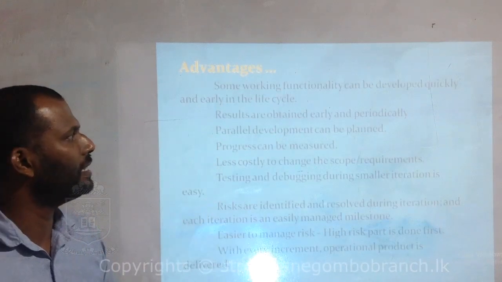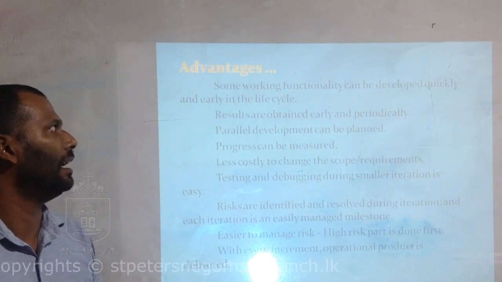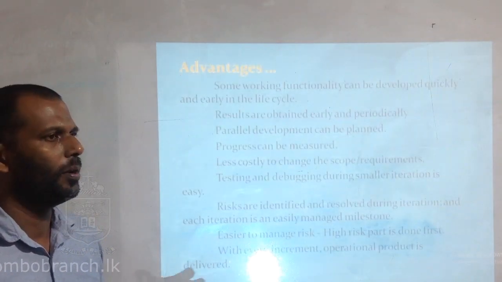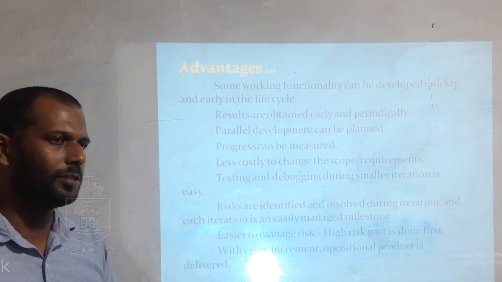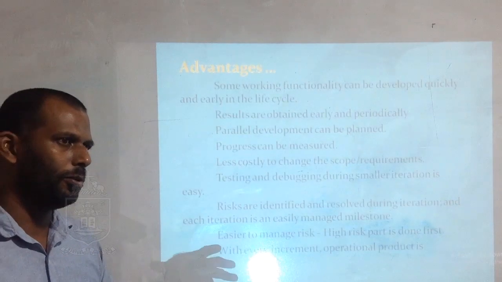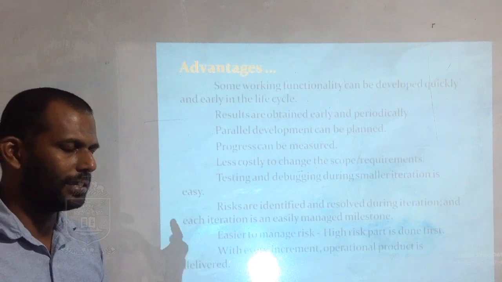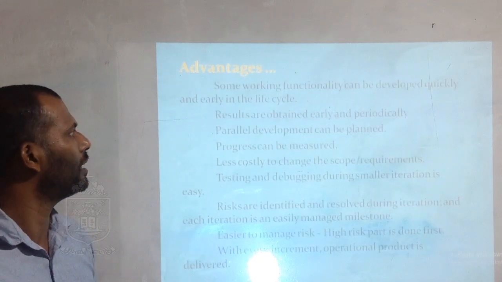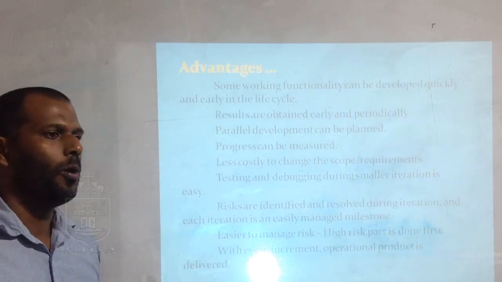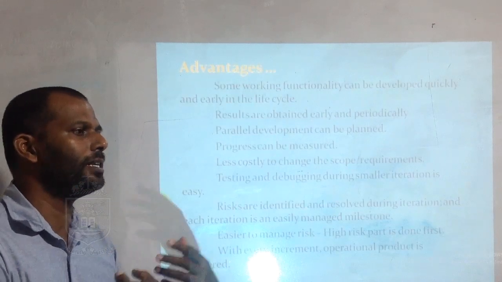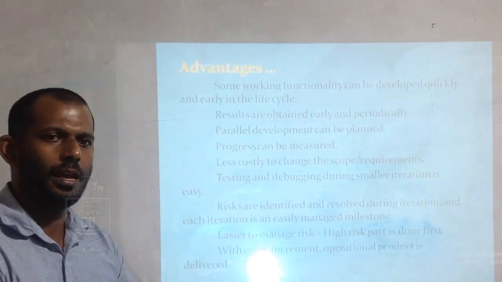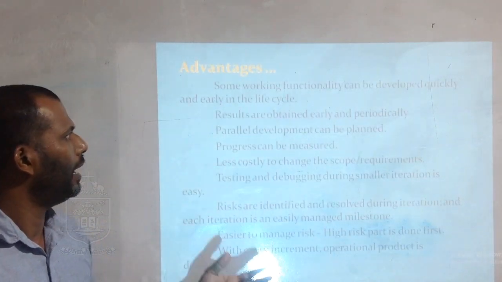Advantages: some working functionalities can be developed quickly and early in the life cycle. That means functions are very clear, because you take a small part of the project and do that as a cycle, then go to the next part. You gather and think about a small part of your project, then the other part. Results are obtained early and rapidly. That's why I told you, once your cycle is completed, you can submit to the customer, and the customer will see the result. In the waterfall model, the customer has to wait for the final product, not in iterative incremental.